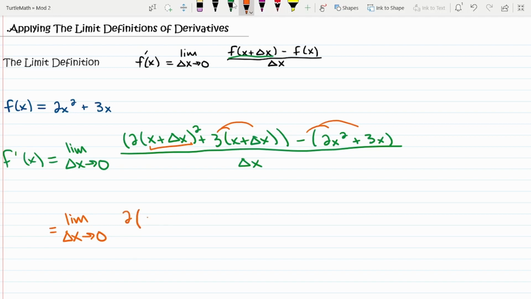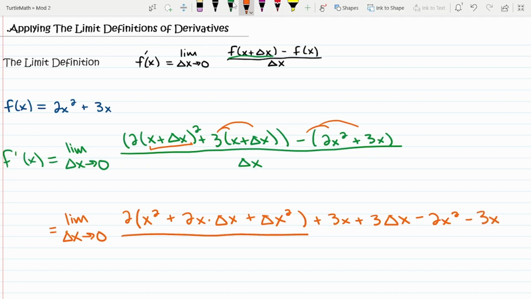We would end up with x squared plus 2x delta x plus delta x squared. And then we would distribute that 3. We would have 3x plus 3 delta x. And then distribute that negative. We would have negative 2x squared minus 3x. And then on our denominator, we would still just have our delta x for now.